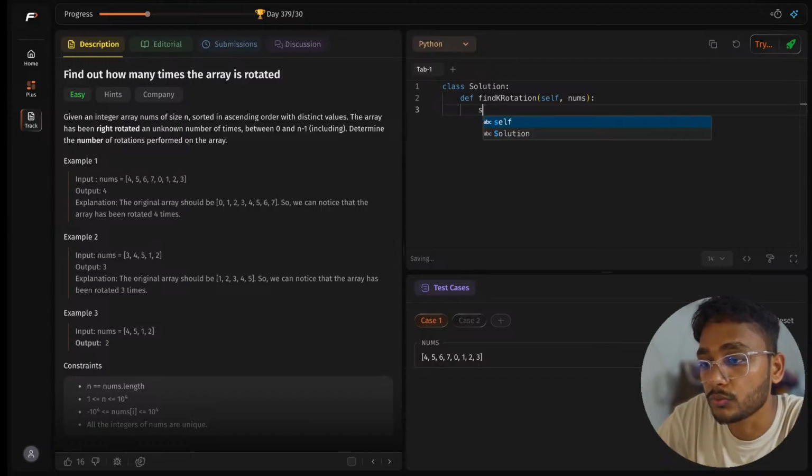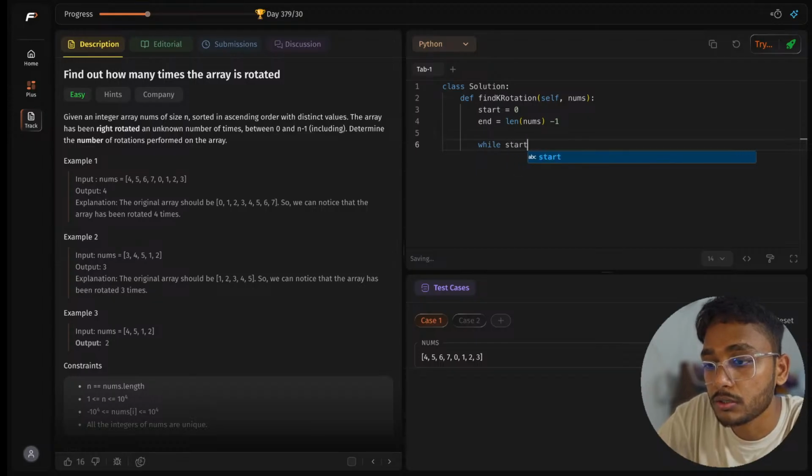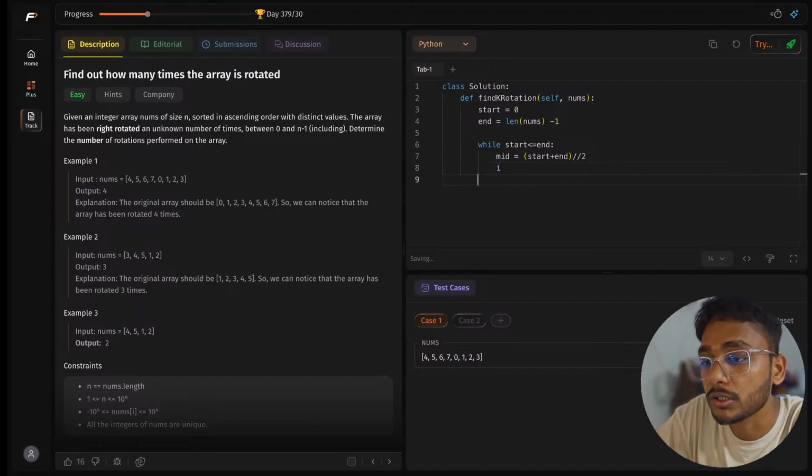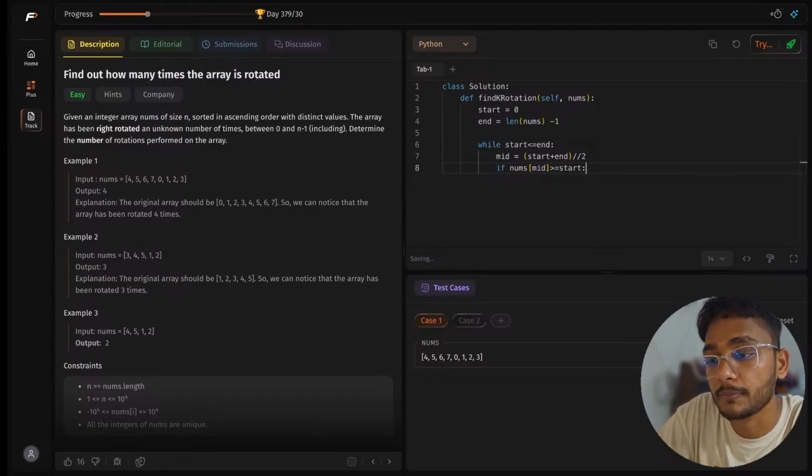So let me do one thing. Start equals 0, end equals len of nums minus 1, while start is less than or equal to end. That means we are performing a loop. Mid will be nothing but start plus end by 2. Now, here we do not need to check, we just need to check whether it's in the left. If nums of mid is greater than or equal to start, that means it is the sorted part, and we are in the sorted part.